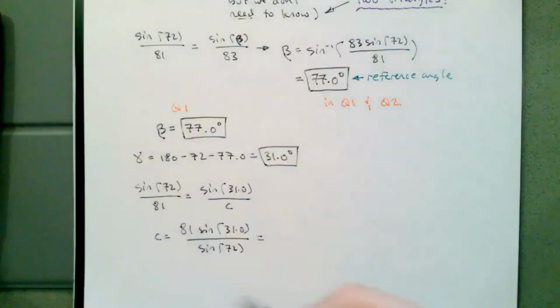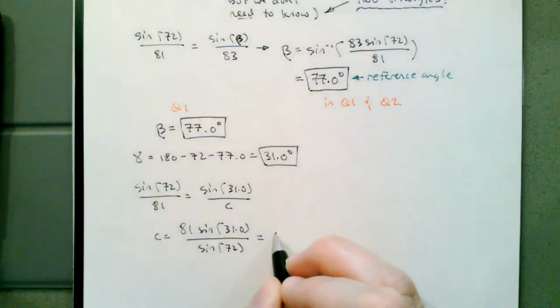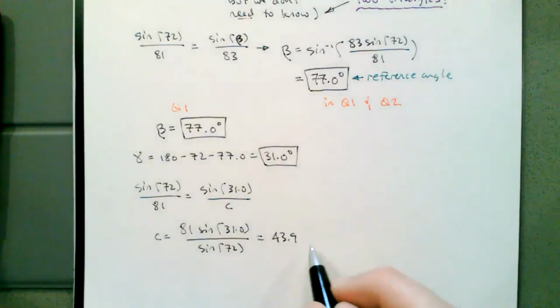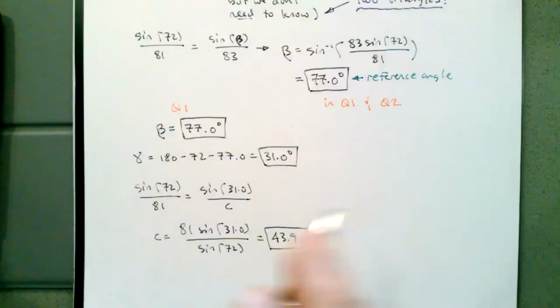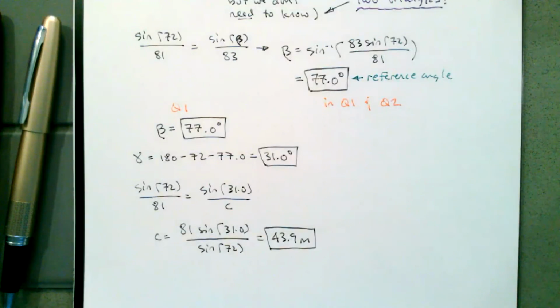43.9, we'll call it. And this is a length or side, so 43.9 meters. That's one of our triangles. It has a beta of 77 degrees and a gamma of 31 degrees and a side C of 43.9.